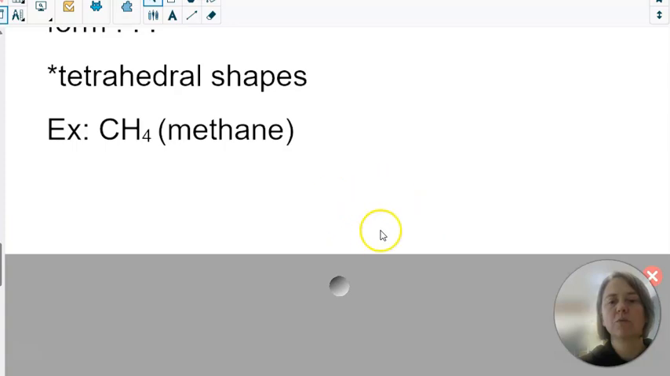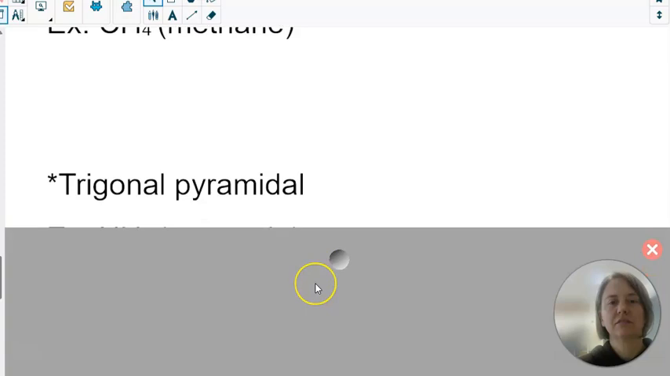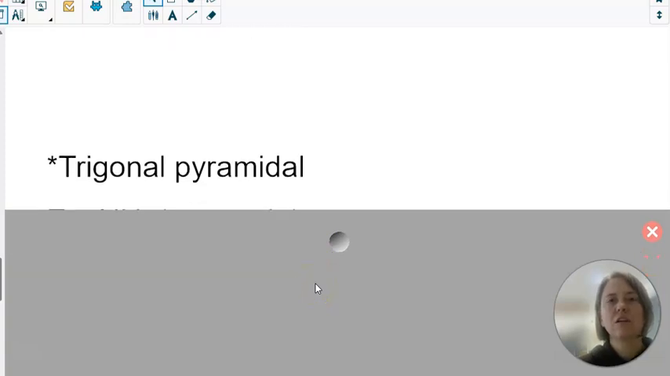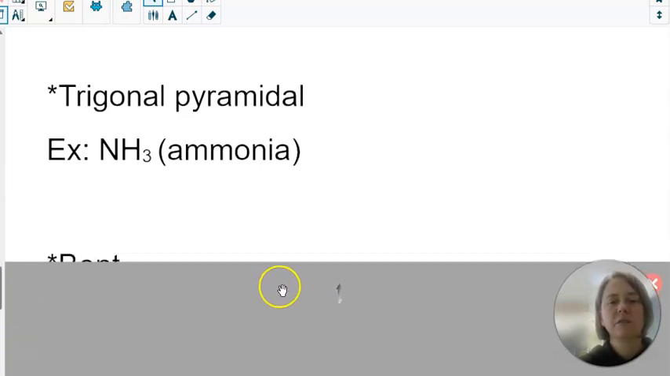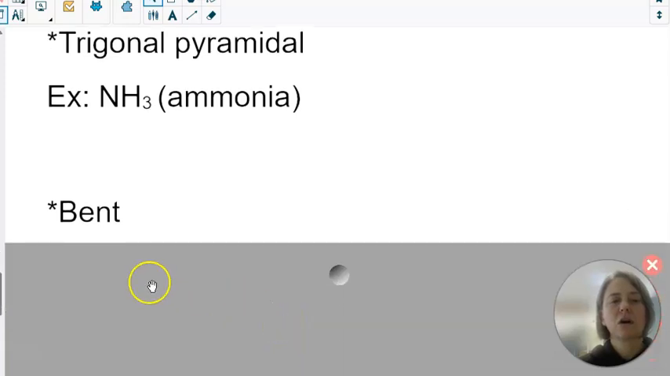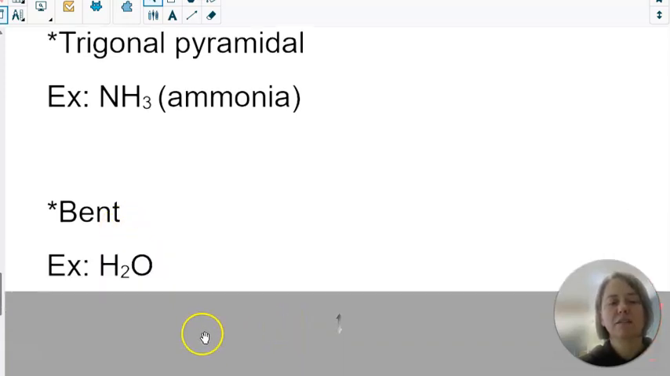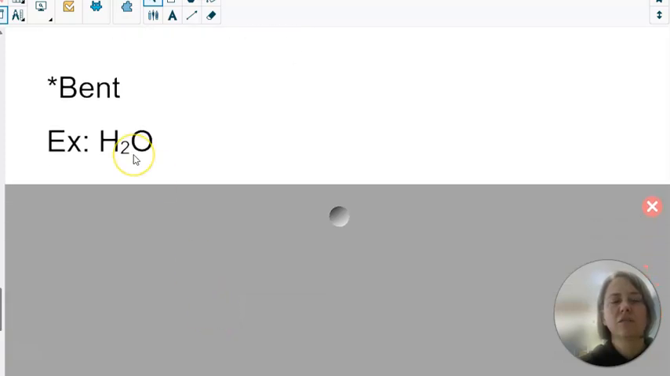And again, leave some room if you need to make any corrections. An atom with 4 regions of electron density could also form a trigonal pyramidal shape, like ammonia. See if you can form the Lewis structure for ammonia. And again, leave some space. And the third type it could form is bent. So see if you can do the Lewis structure for water, and again leave some space.